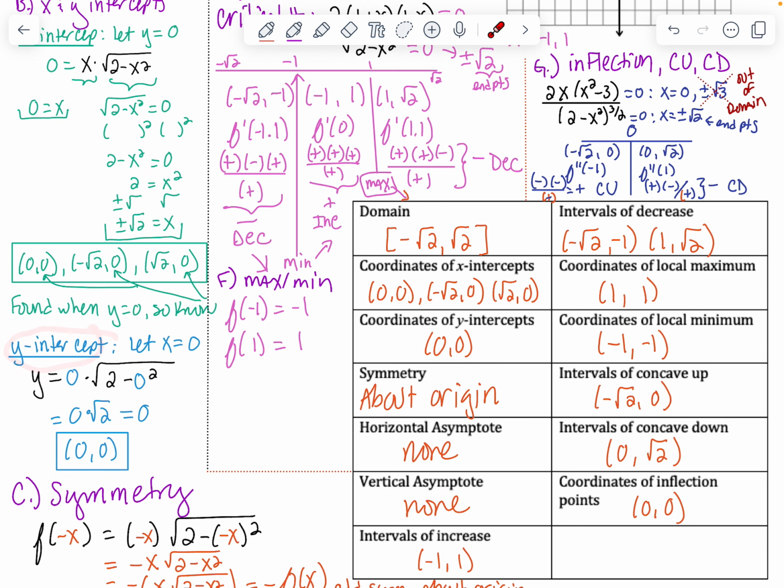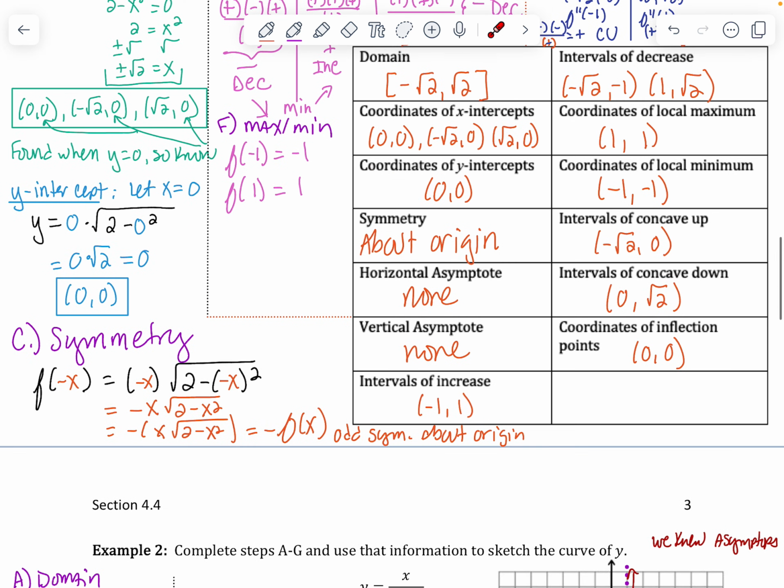The y-intercept is easier to find. We just let x equal 0 and plug 0 in wherever x was. And since 0 times the square root of 2 is 0, we get a y-intercept of (0, 0), which will always happen if (0, 0) is one of your points, both an x and a y coordinate. Next, we're checking for symmetry.